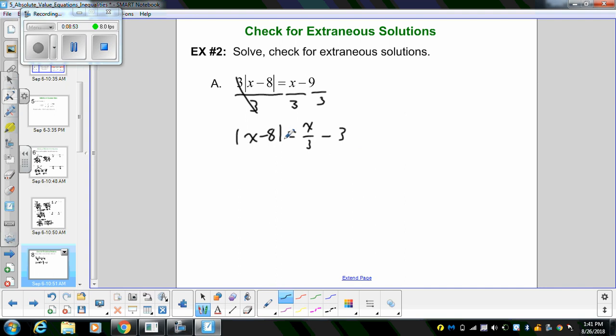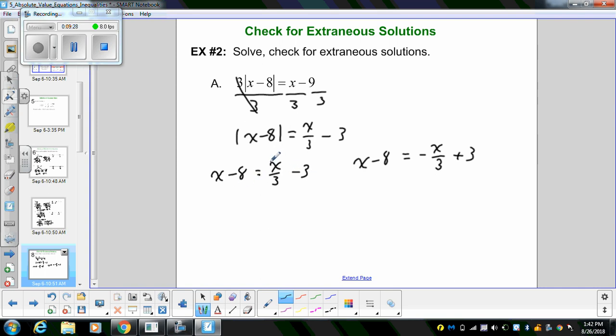Alright, so now we're going to use both equations. So now the x minus 8 will equal x over 3 minus 3. And then the second equation will be x minus 8, so everything's going to change its signs. So this is going to become a negative x over 3 plus 3. Okay? So you make that second equation, everything's going to change its signs. Alright, so now the fun begins.